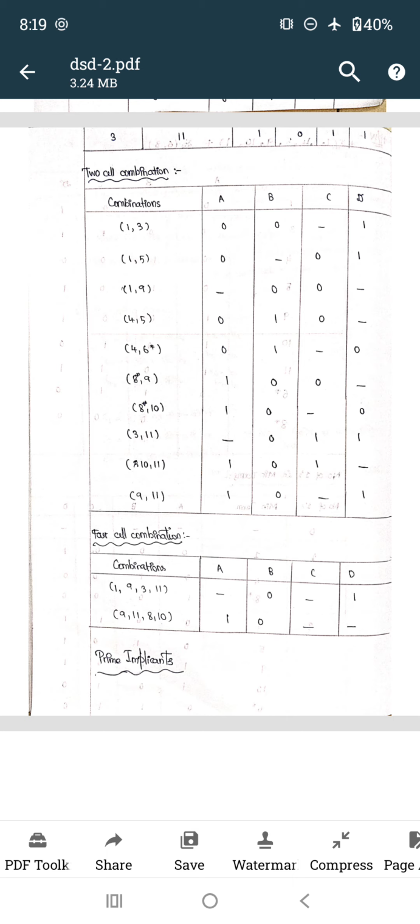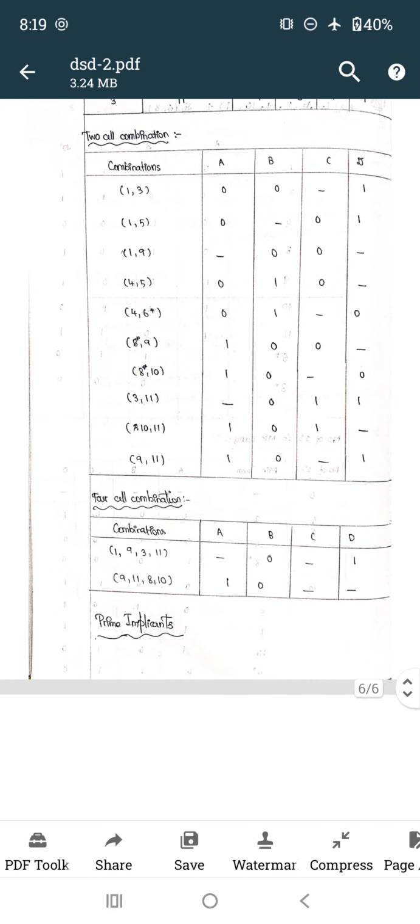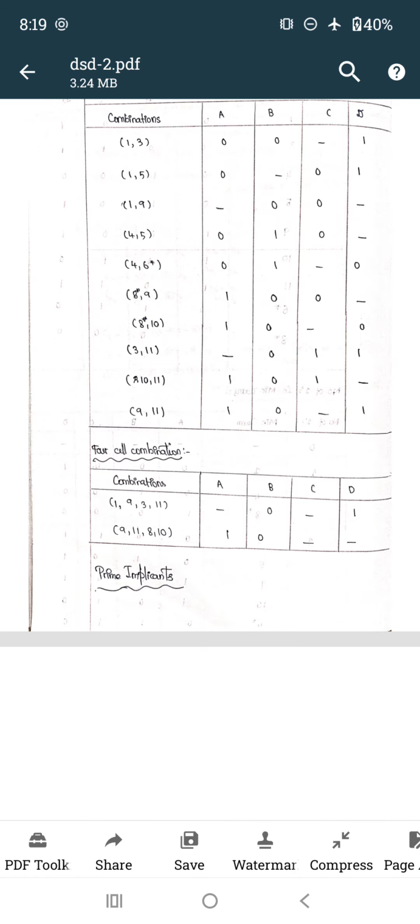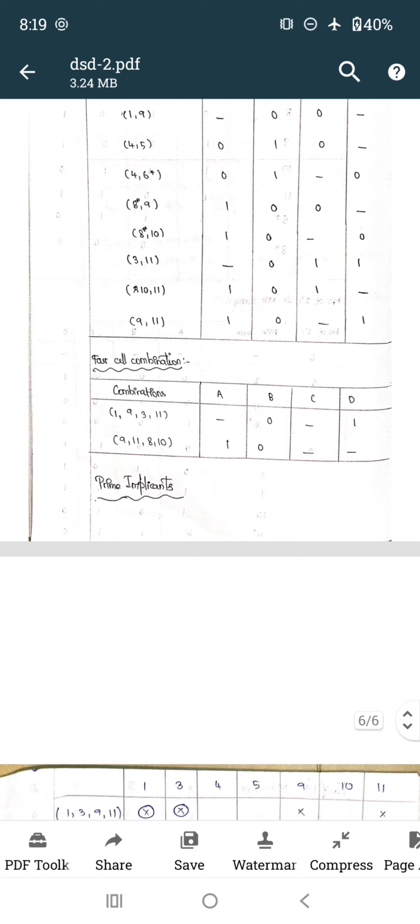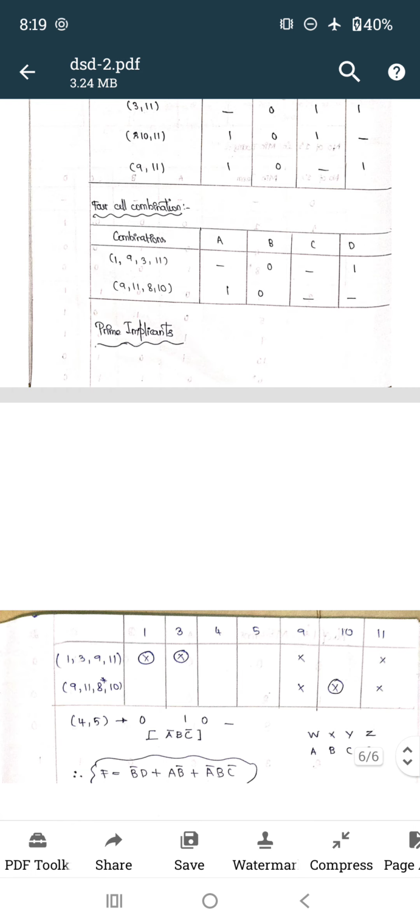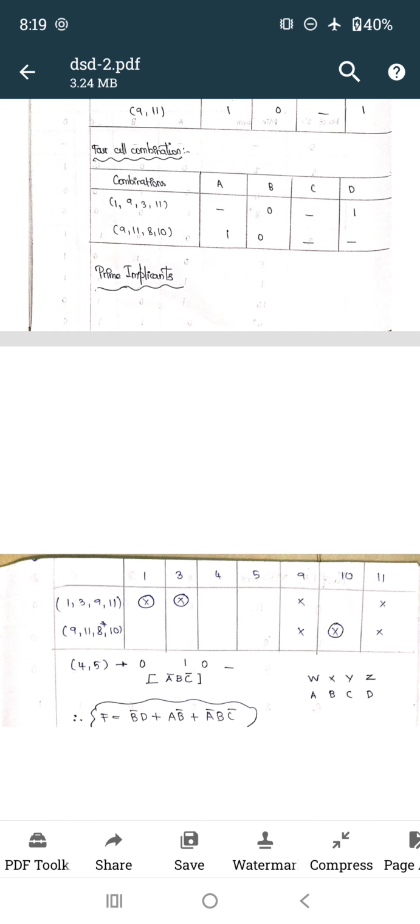As in this case, 1 comma 9 comma 3 comma 11 is taken into consideration. So hyphen, 0, hyphen, 1. Then 9, 11, 8 comma 10. In this case 1, 0, hyphen, hyphen. These are all the 4 cell combinations to form the minterms.